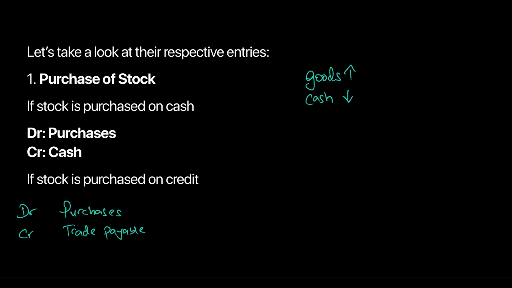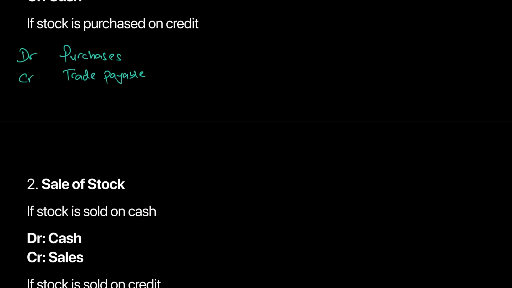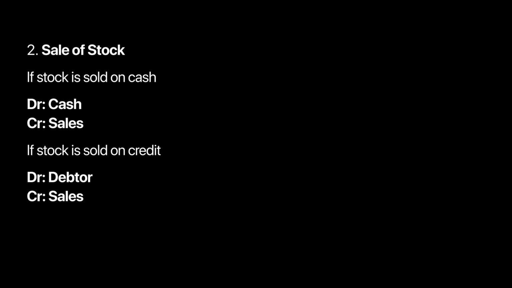Okay, now let's take a look at sales. What will happen with sales? Okay, now if there is sale of stock, now you're selling your stock. So the first thing I would want to think of is that if I sell my stock, that refers to goods going down, which is my asset going down.